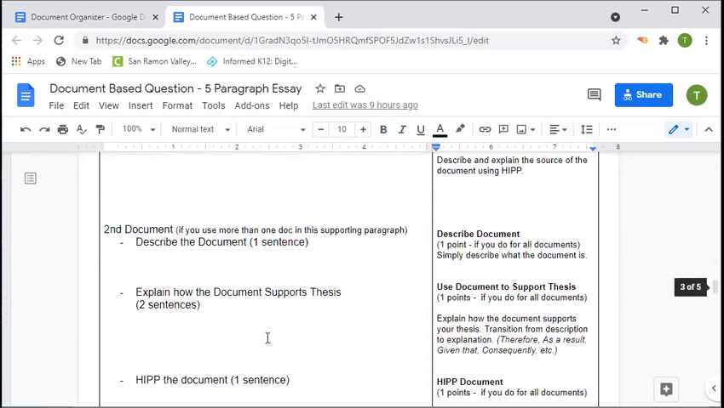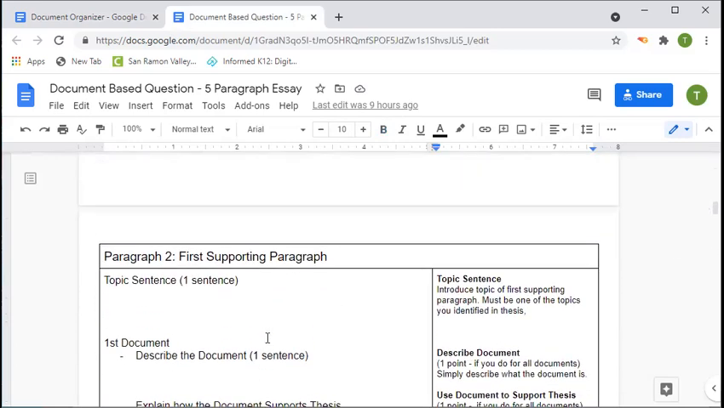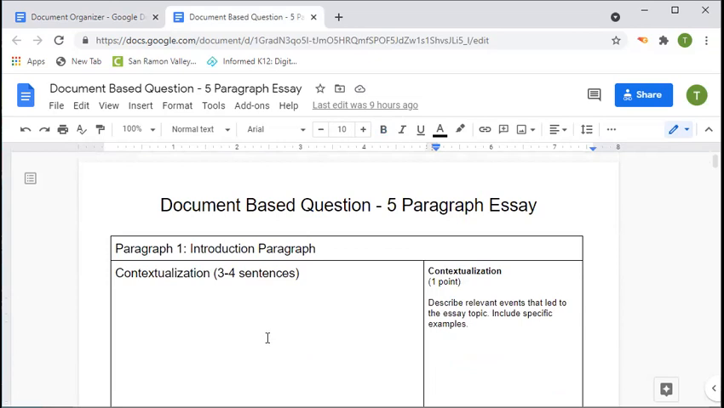Now, again, I walked through all of what you need to do in order to get your points in the other video. You will see here in this column on the right, you don't have to do anything on this column on the right.